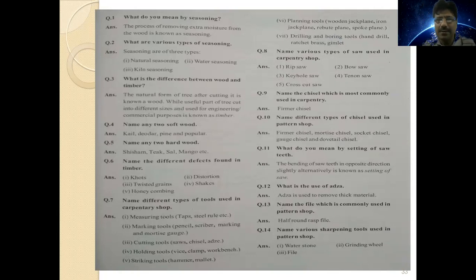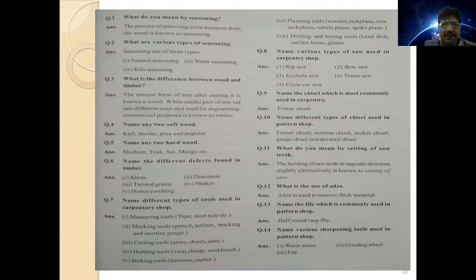Types of seasoning: natural seasoning, water seasoning, and kiln seasoning. In natural seasoning, the wooden piece is left in the natural environment to dry. Water seasoning is done with the help of water. Then kiln seasoning is basically furnace seasoning, done in a furnace. So these are three types of seasoning that basically give stability to the wooden pieces.